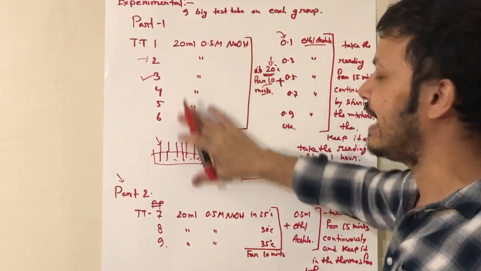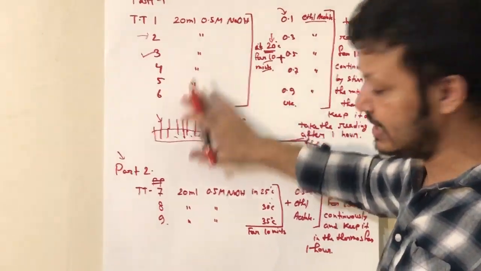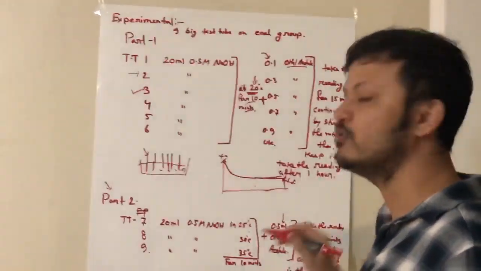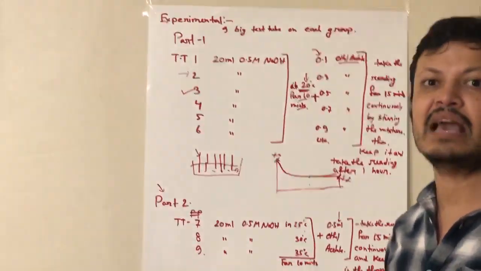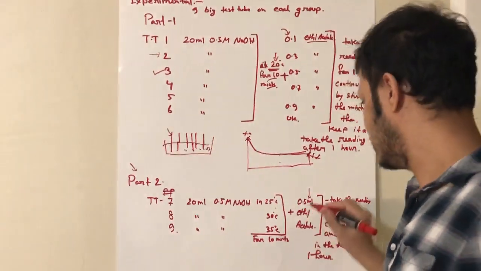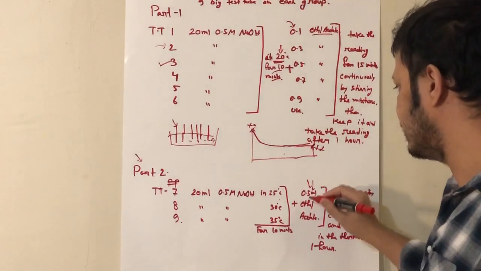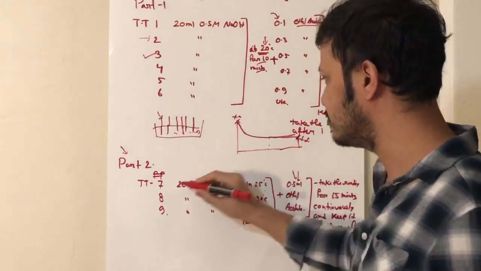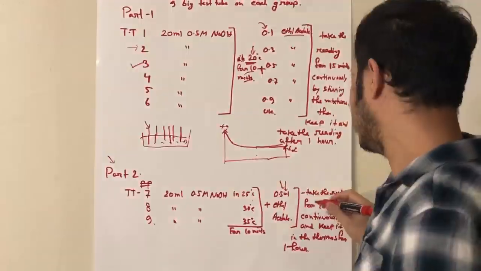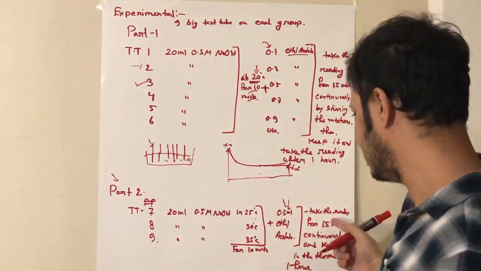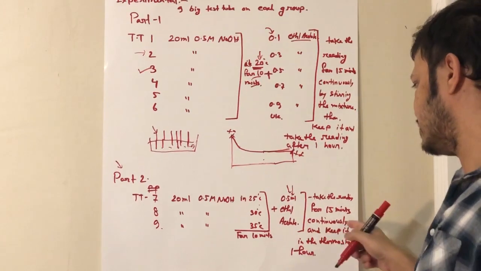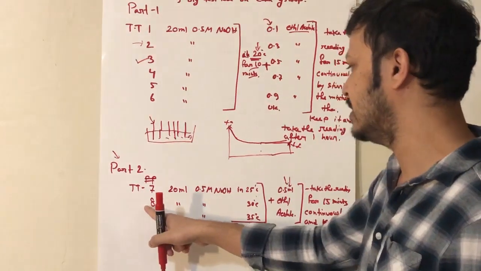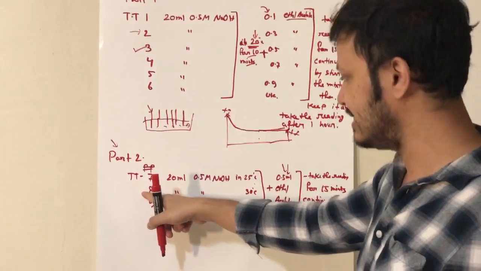Before we kept the temperature constant. Here we change the temperature, but the amount of ethyl acetate will remain constant. Clear? The amount of ethyl acetate will remain constant. So we are going to add 0.5 ml of ethyl acetate to test tube number 7. Then you do the same thing again: take the reading for 15 minutes continuously and then keep it in the thermostat for 1 hour. Do the same for test tube number 8.